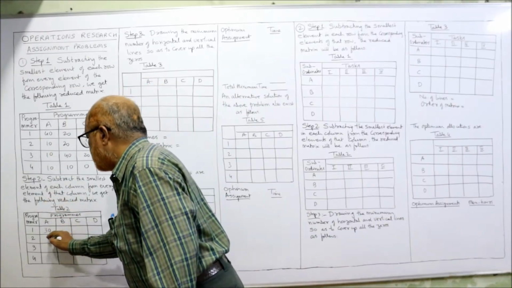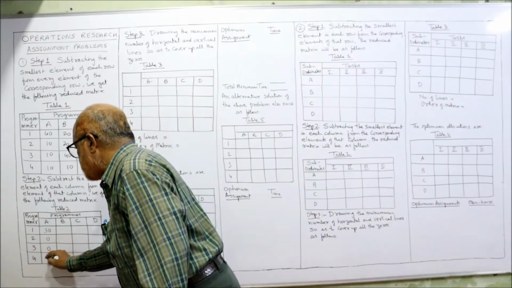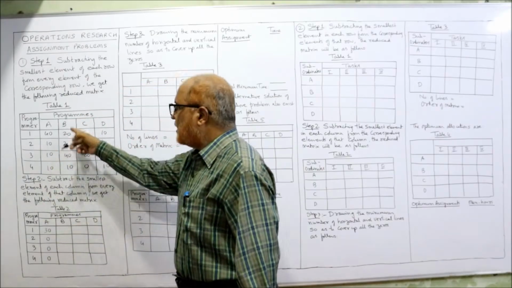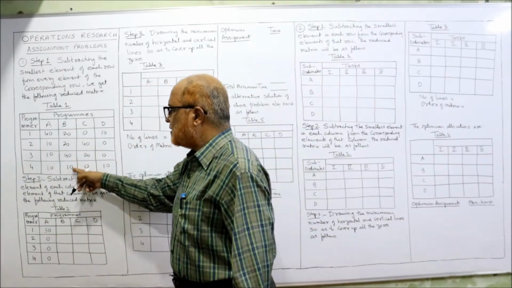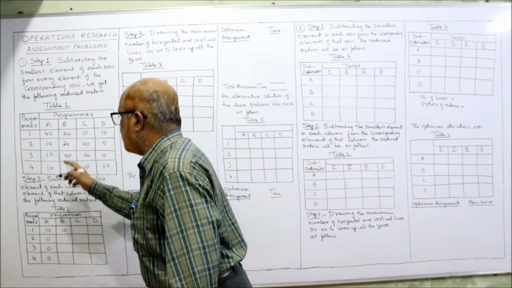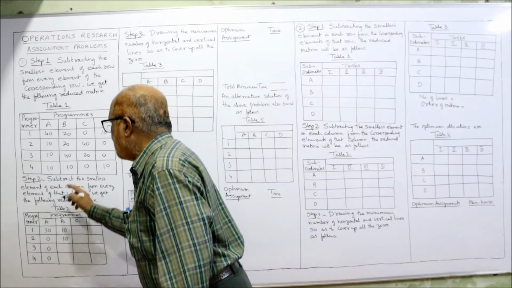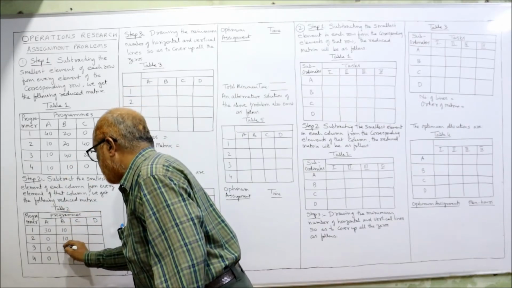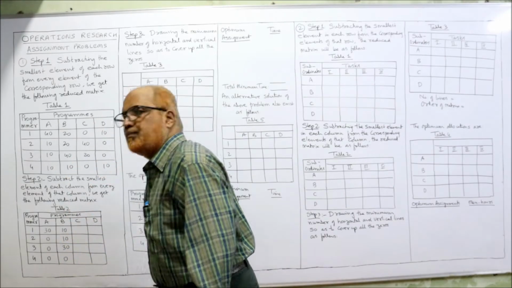Then 10 minus 10, 0, 0 and 0. Right? Second column, the minimum is 10. Subtract 10. 20 minus 10 is 10. Here 20 minus 10, 10. 40 minus 10, 30. 10 minus 10, 0.